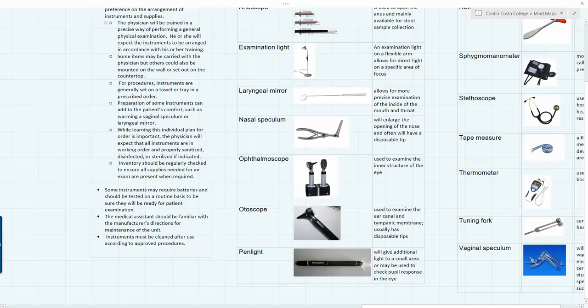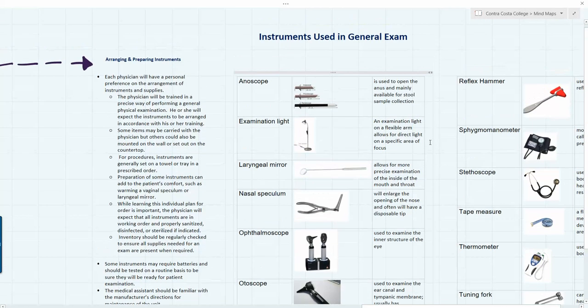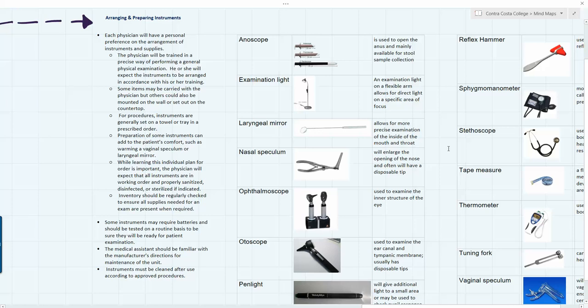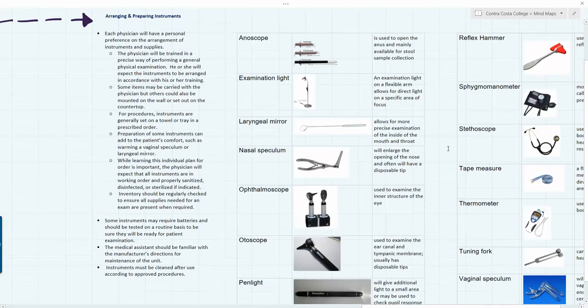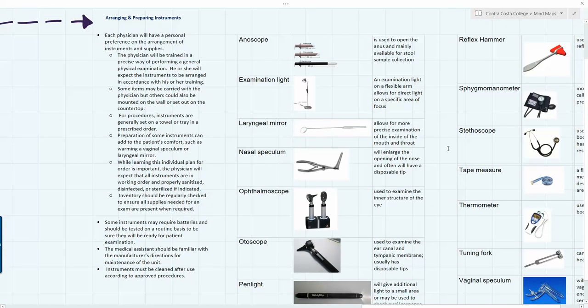All right, so go back up here. These are the instruments that are generally used in a general physical exam. We start here with this first row, and we have an anoscope. It is used, as you might suspect, to open the anus, and it's mainly available for stool sample collection.